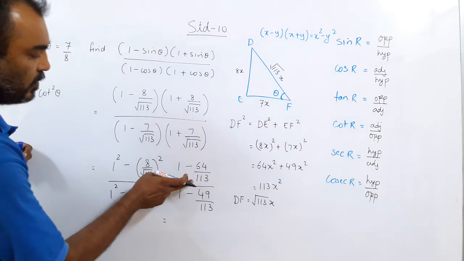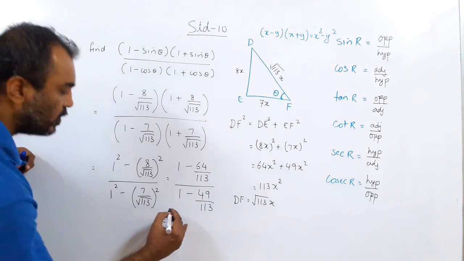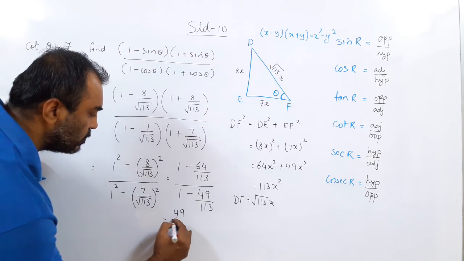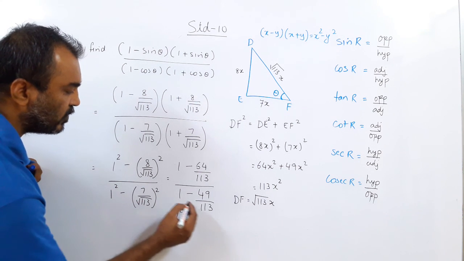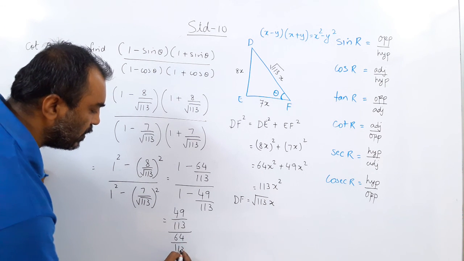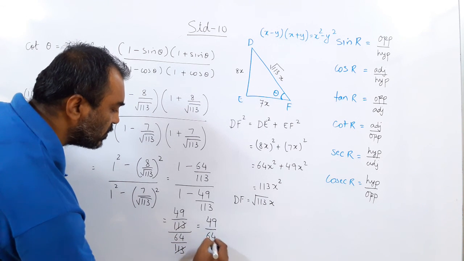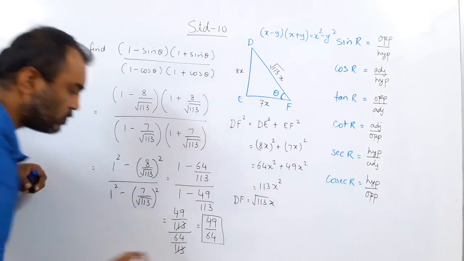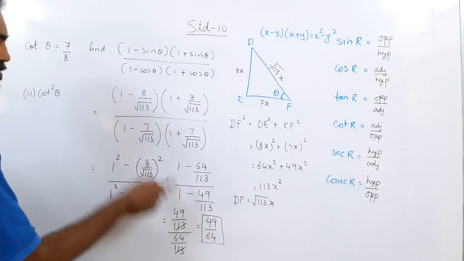Now the LCM. 113 into 1 is 113. 113 minus 64 will give me 49 upon 113. The whole upon 113 into 1 is 113 minus 49, that is 64 upon 113. 113 gets cut. So I get 49 upon 64. Are you able to see the board clearly up to the end? Yes, it is clear, right? So we got this value 49 upon 64.